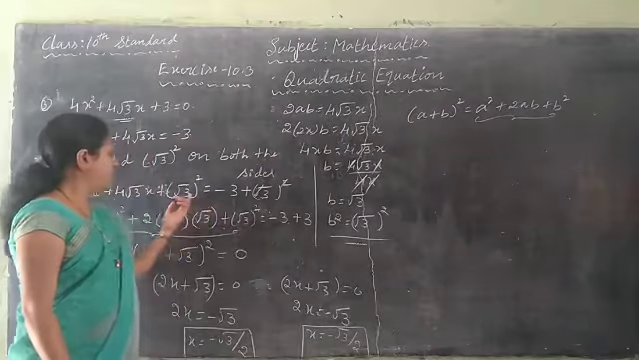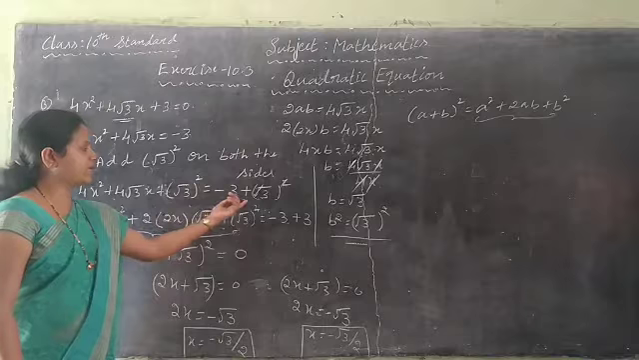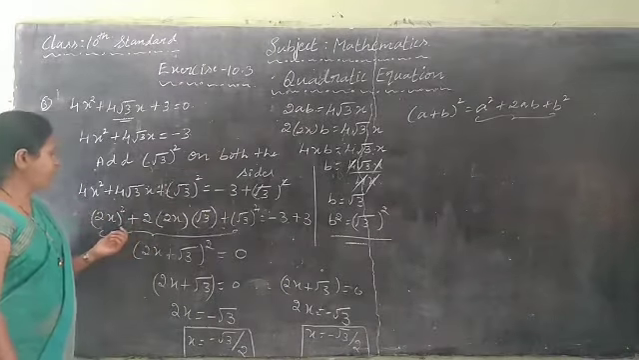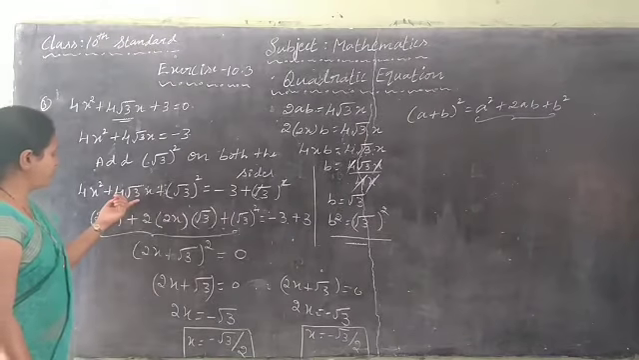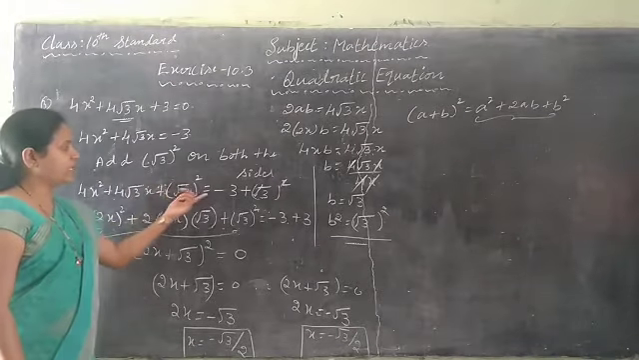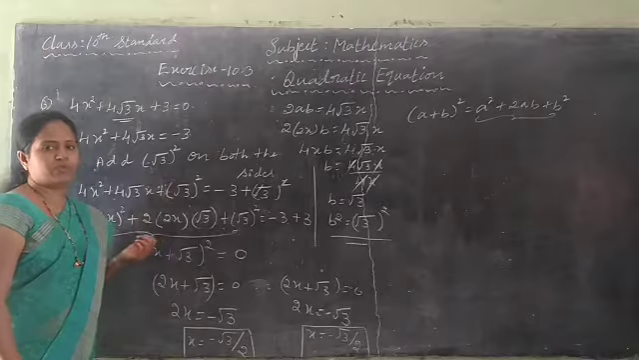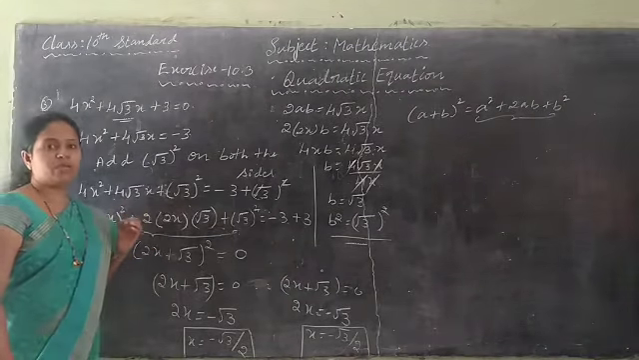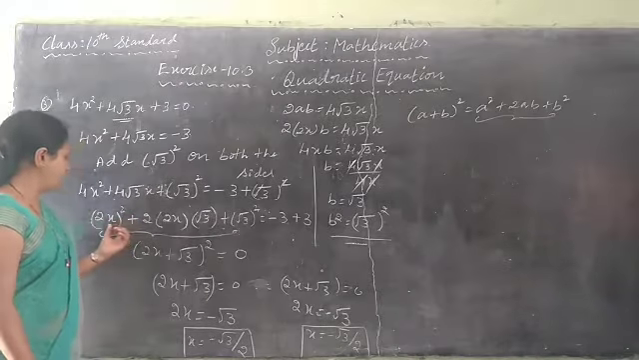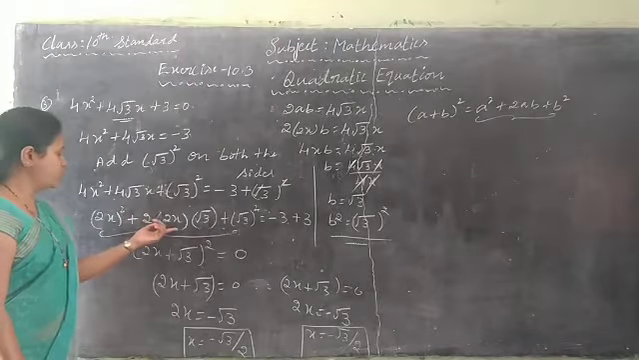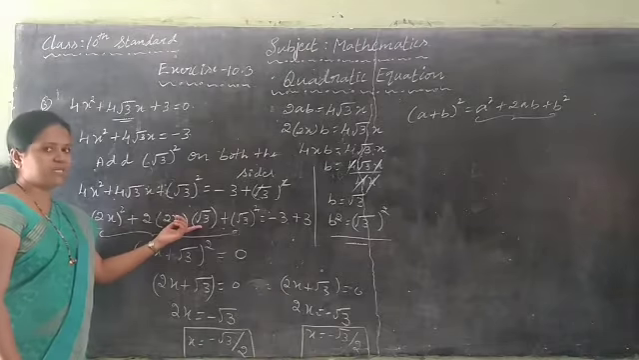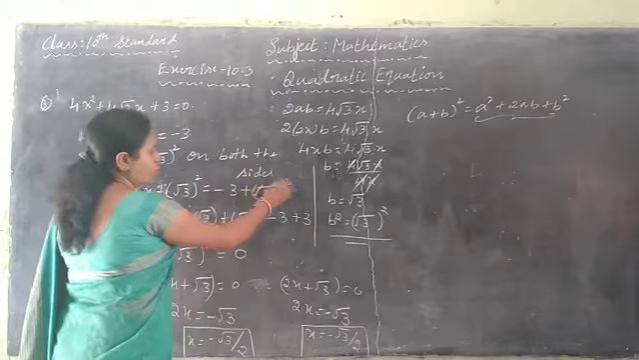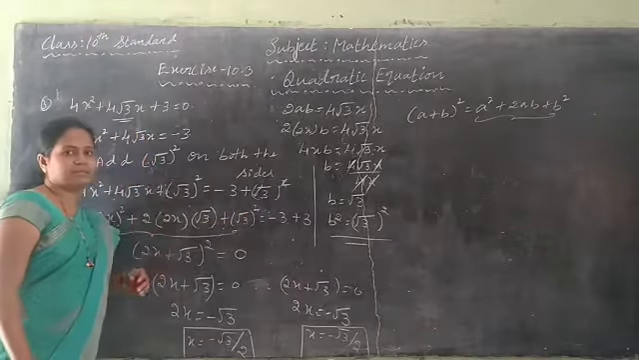Right. So next we have to add (root 3) whole square on both the sides, children. Got it? So on the left side we have to add (root 3) whole square and on the right side also we have to add (root 3) whole square. So when we add, we will get 4x square plus 4 root 3 x plus (root 3) whole square equals minus 3 plus (root 3) whole square. Then we are going to write this in the form of a square plus 2ab plus b square, children. That is (2x) square plus 2 into a means 2x, b means root 3, plus (root 3) whole square. Here root gets canceled, children, so the remaining is 3.